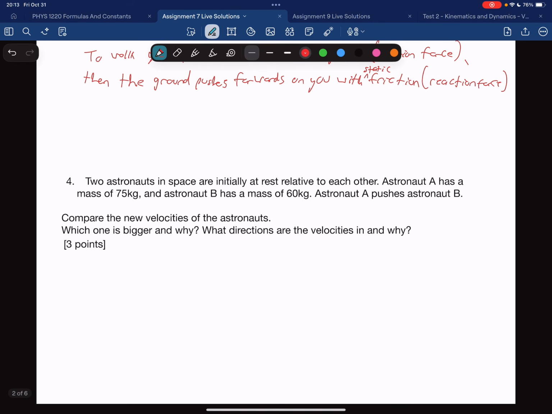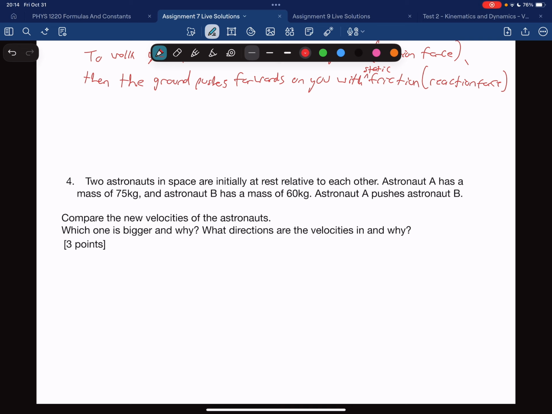Question 4. Two astronauts in space are initially at rest relative to each other. Astronaut A has a mass of 75 kilograms. Astronaut B has a mass of 60 kilograms. Astronaut A pushes astronaut B. Compare the new velocities of the astronauts.